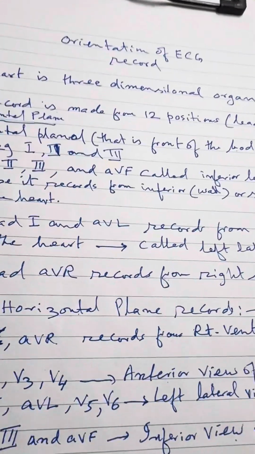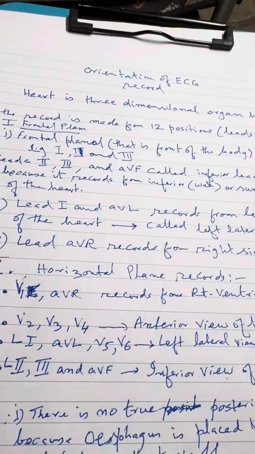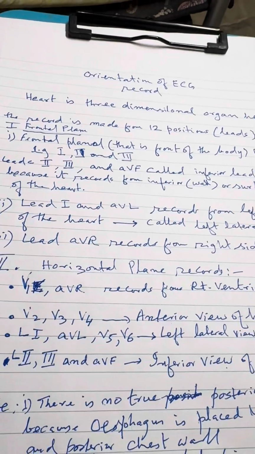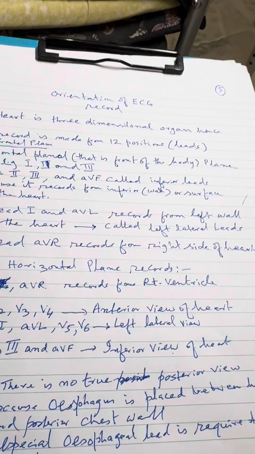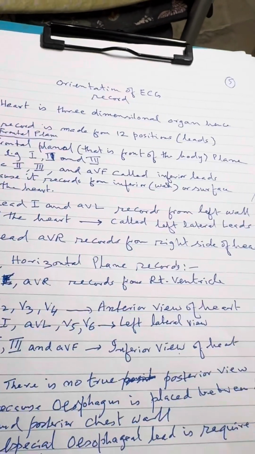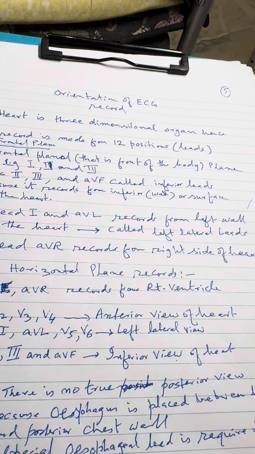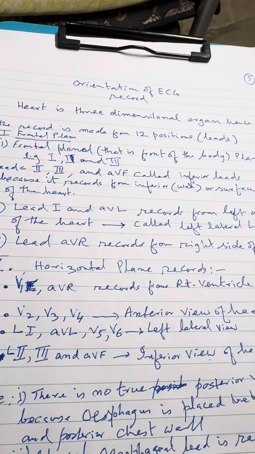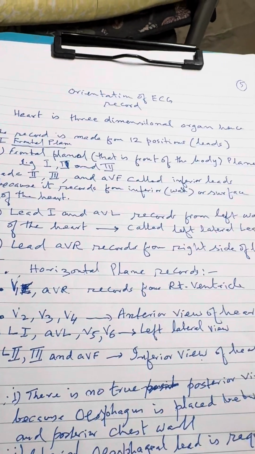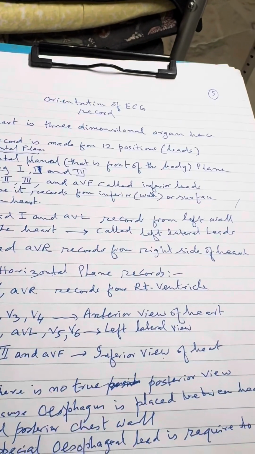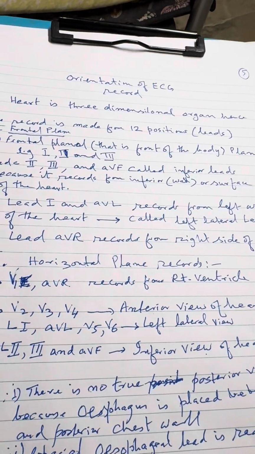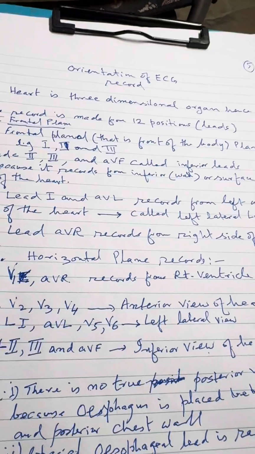surface of the heart, while lead 1 and AVL records from the left lateral wall of the heart, called left lateral leads, that is lead 1 and AVL. AVR records right side of the heart, from the right side of the heart. It is the only record which is recording from the right side.